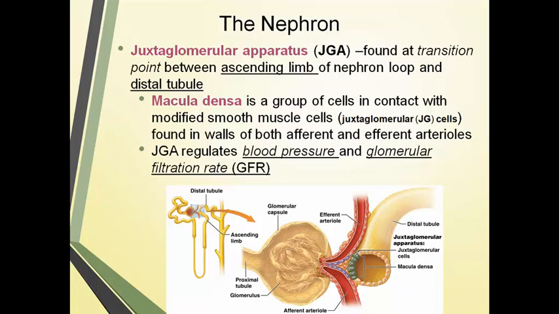How is this all regulated? Well, you have an apparatus that's known as the JG apparatus, or juxtaglomerular apparatus. So where you have the transition between the ascending limb and the distal tubule, notice in the diagram you've got the glomerulus, you have the DCT that comes very closely there near the afferent arteriole. So this area around all of these nephrons has this apparatus. Notice it consists of a couple of different things. You have the macula densa, which are modified smooth muscle cells. They're also known as JG cells.